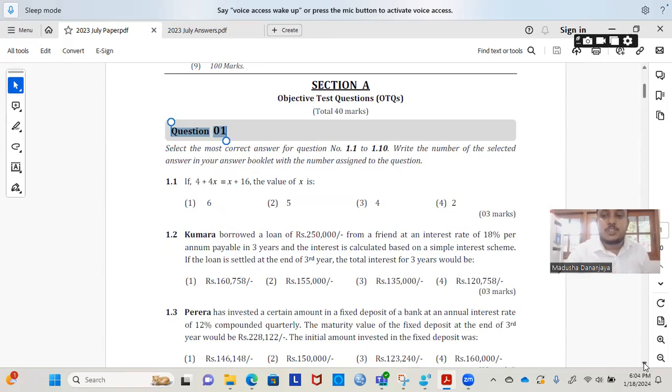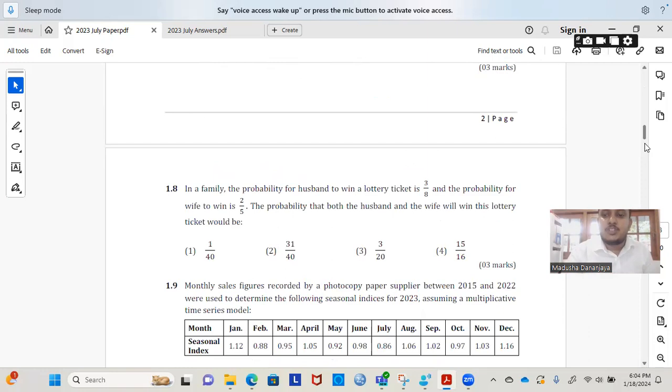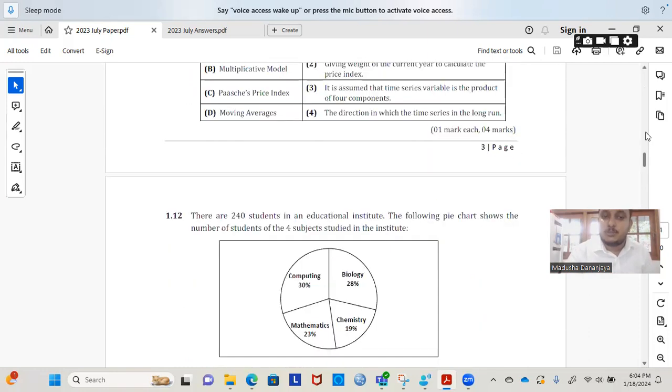When it comes to those 15 sub questions, the first 10 will be multiple choice questions. Multiple choice means there will be more than one option, and all you have to do is pick the most appropriate answer. You are required to put the number of the correct option, not the answer itself. If it is option 1, write 1. If it is option 2, write 2. You are not required to show the steps.